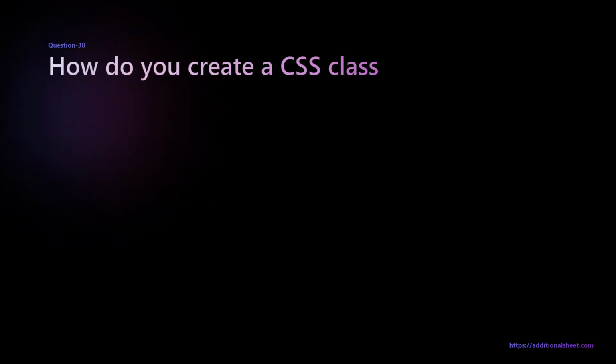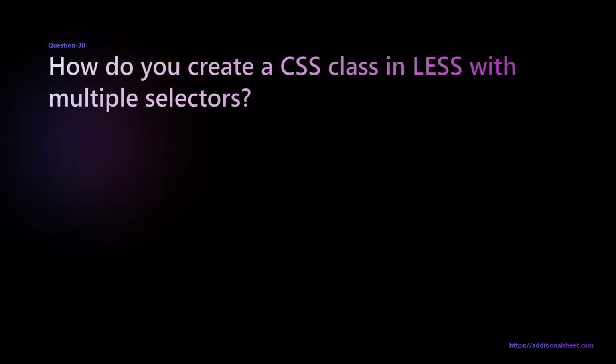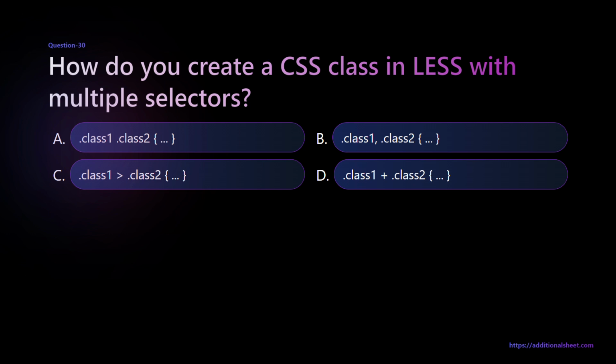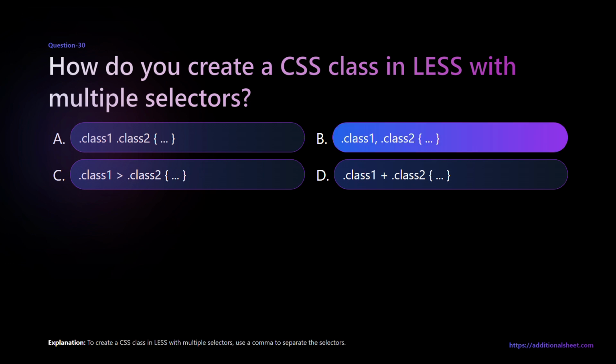How do you create a CSS class in Less with multiple selectors? Option A, class 1, class 2. Option B, class 1, class 2. Option C, class 1, class 2. Option D, class 1, class 2. The correct answer is option B, class 1, class 2.